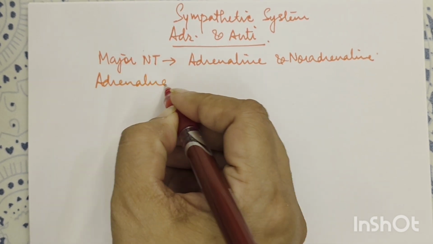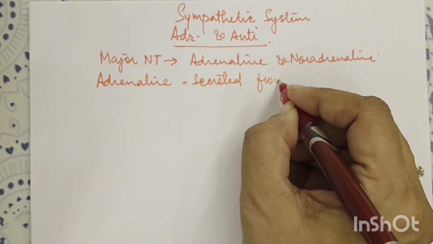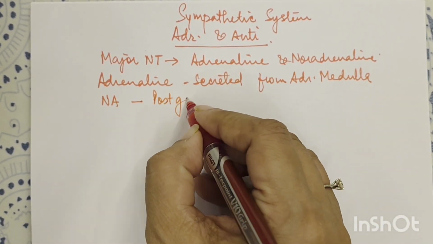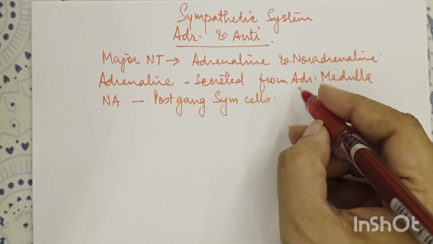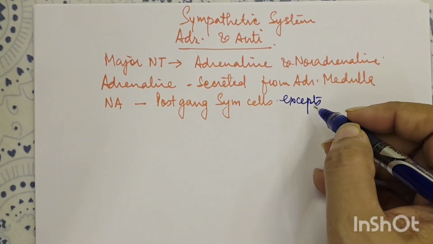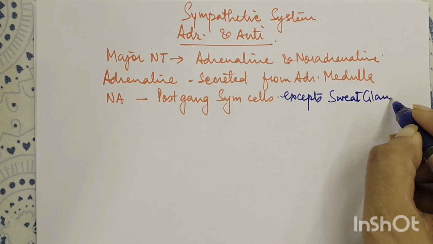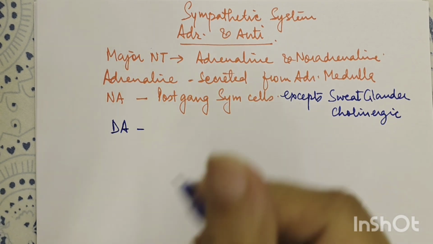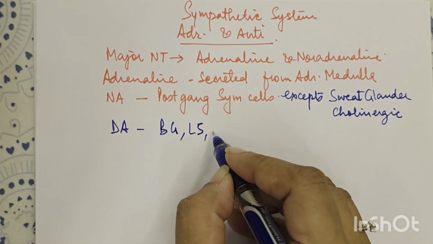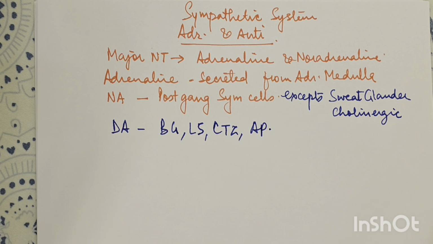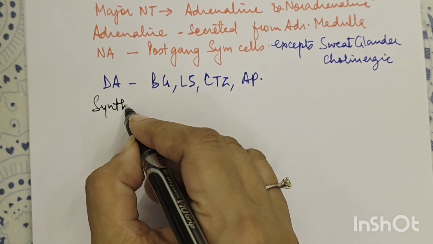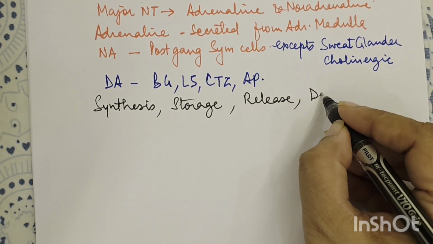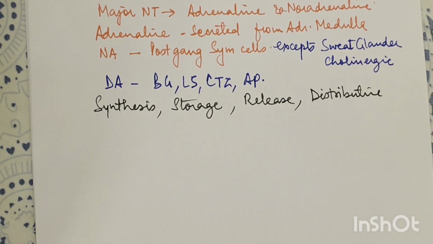Adrenaline is secreted from the adrenal medulla, while noradrenaline is basically secreted from all the postganglionic sympathetic cells, except, and this is very important here, except sweat glands, which are innervated by cholinergic fibers. So they have a cholinergic innervation. Then another neurotransmitter is dopamine, which is situated in the basal ganglia, limbic system, CTZ, and the anterior pituitary. Now let's see the synthesis, storage, release and distribution of adrenaline and noradrenaline.